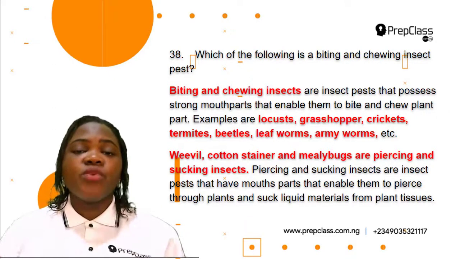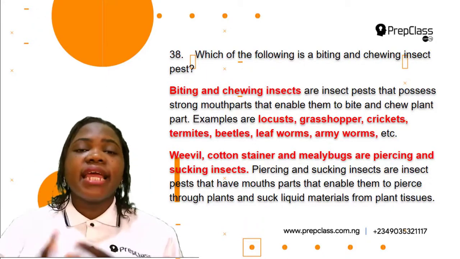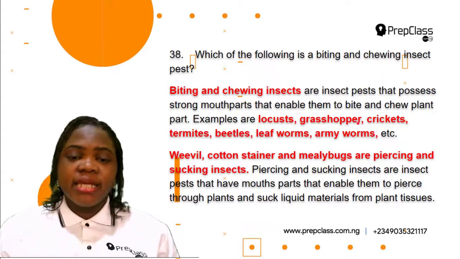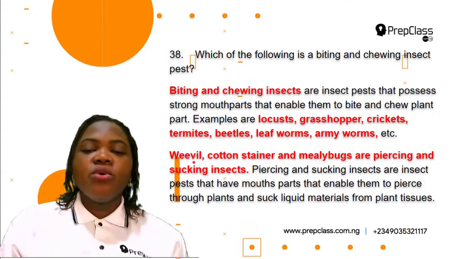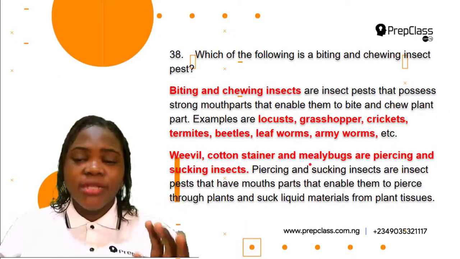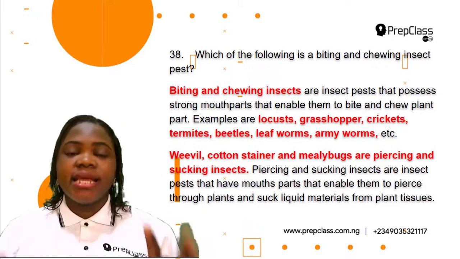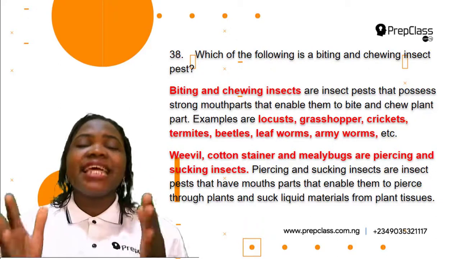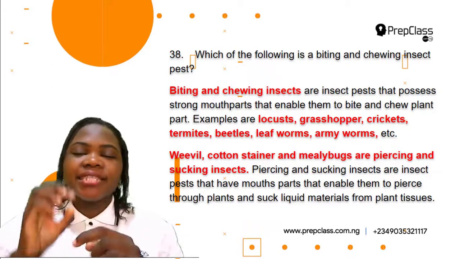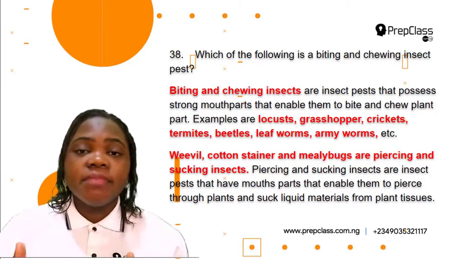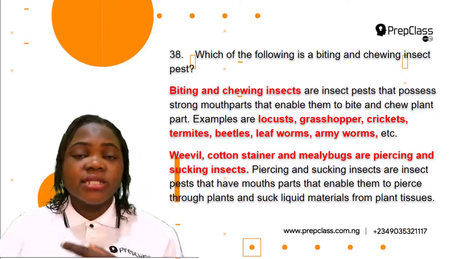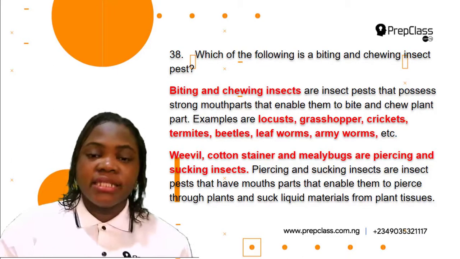Okay, so in the options, we have grasshopper, weevil, cotton stainer, and mealybugs. Grasshopper is a biting and chewing insect. But the other options, that is weevil, cotton stainer, and mealybugs, are piercing and sucking insects. So what are piercing and sucking insects? Piercing and sucking insects are insect pests that have mouth parts that enable them to pierce through plants and suck liquid materials from the plant tissues. So weevil, cotton stainer, and mealybugs are piercing and sucking insects, while grasshopper is a biting and chewing insect.